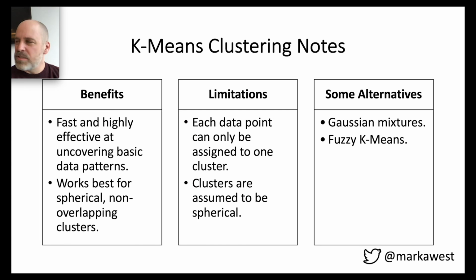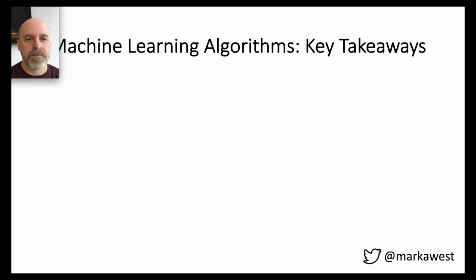So k-means clustering is really, really fast, and it's very, very effective at finding data patterns. But it does assume that our clusters will be spherical, and each data point can only be assigned to 1 cluster. So there are some downsides to k-means clustering as well. But I hope you get an idea of how you can actually apply it to your data set and how it can quickly give you results.